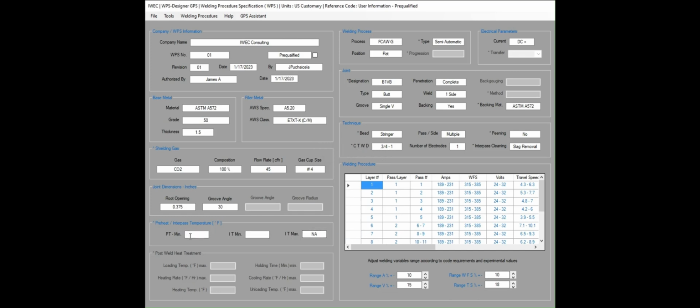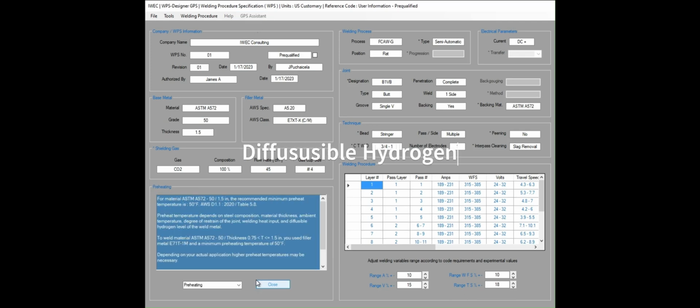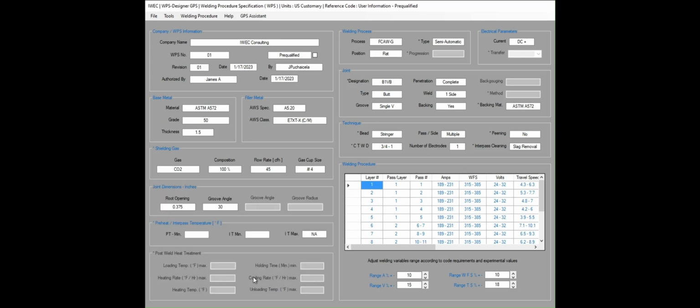Preheat temperature depends on steel composition, material thickness, ambient temperature, degree of restraint of the joint, welding heat input, and diffusible hydrogen level of the weld metal. Check AWS D1.1 Clause 5, Table 5.8, and AWS D1.5 Clause 6, Table 6.3, for the required minimum preheat and interpass temperature. If the WPS complies with all the prequalification requirements of the applicable welding code, the WPS is prequalified.